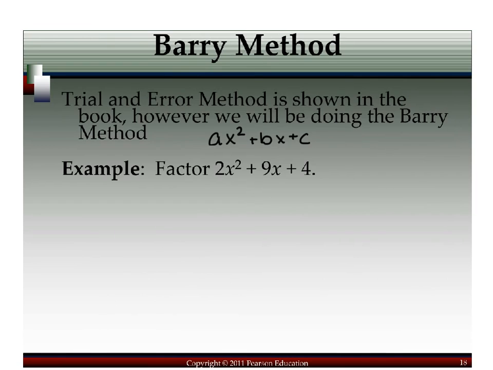Alright, so the next type of factoring method I'm going to show you is something called the Berry method. Your book does something called the trial and error method, and I don't like this method because it just takes too long, and the Berry method is very precise on how it's done. We use the Berry method on problems that need to be factored, that are quadratic, that have a value of a that is something other than 1. Like this example here. Our value of a in this one is 2. So this is how the Berry method is going to go.